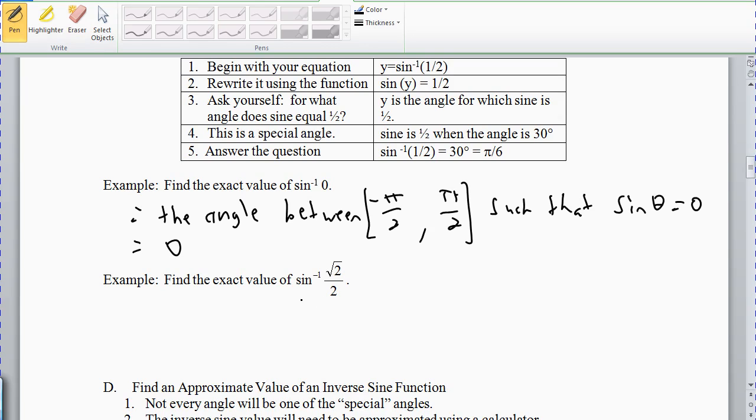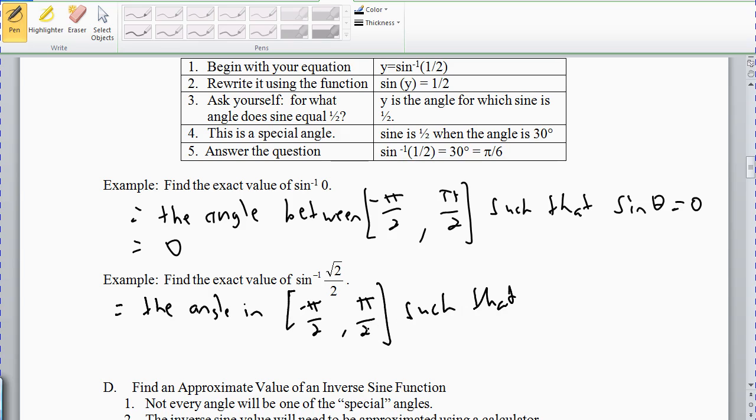Let's do this example. Find the exact value of inverse sine square root 2 over 2. And once again, that is the angle, it's all about the domain restriction, between negative pi halves and pi halves, such that sine of theta equals square root of 2 over 2.